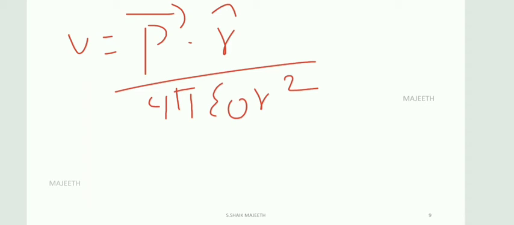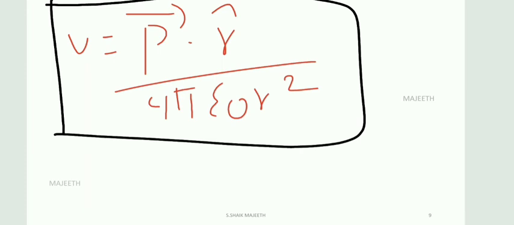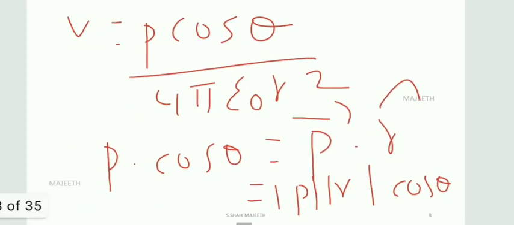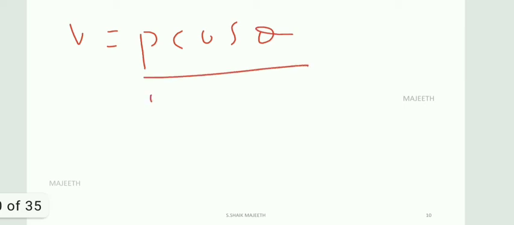Right? So this is very, very important. See, under what condition did we derive this equation? We derived the equation with the condition that r is far greater than a. Under this condition only, this equation is valid. That is a very, very important point. Right? Okay. Now, we use this formula: V is equal to P cos theta divided by 4 pi epsilon naught r square.